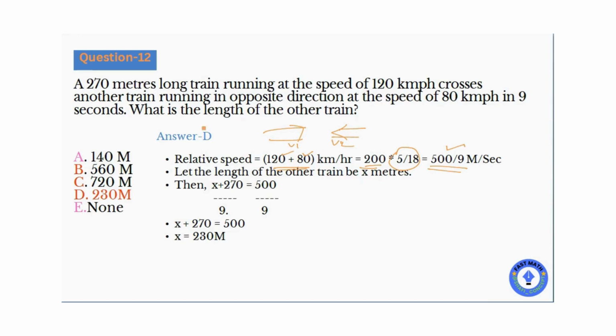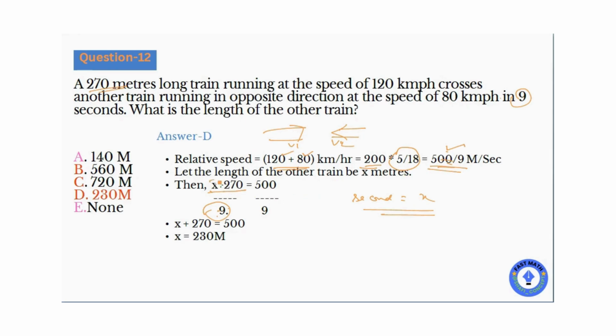You know the length of the first train, you don't know the length of the second train. That's why you assume the second train length is x. Then what will it become? x plus 270, the distance of the first train as well as the second train, divided by 9 is equal to the speed. Why is 9 placed here? The 9 is the 9 seconds given in the problem. This is length divided by time, which is equal to the speed. The speed you have already arrived at as 500 by 9.